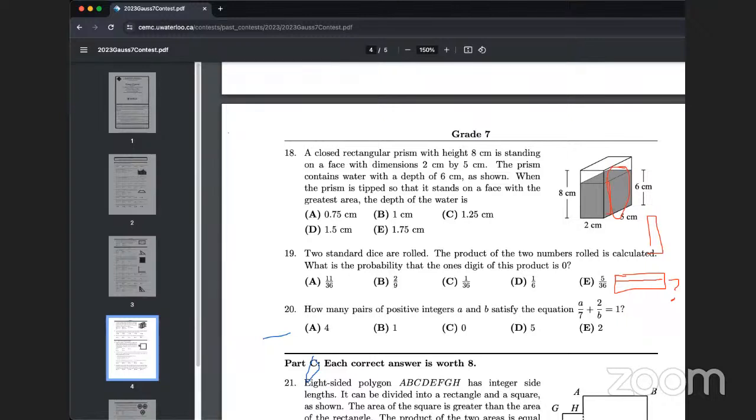So how do you find the area? Okay, so we know this side says 8 centimeters, and then the bottom is 2 centimeters, right? 8 times 2 is 16. So this side is 5 centimeters. 5 times 8 is 40, which means that would be the greatest area. Yes, 40. Greatest area was 40. So then what would the depth of the water be?